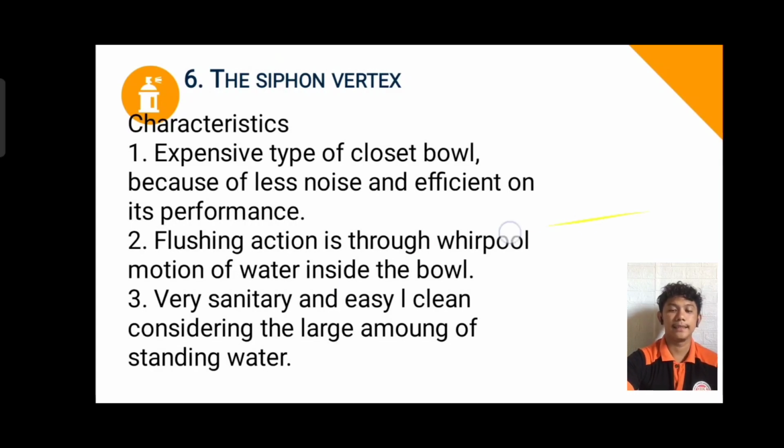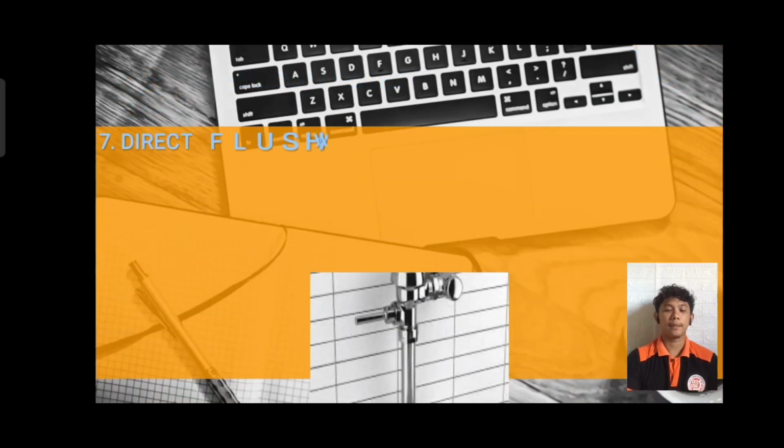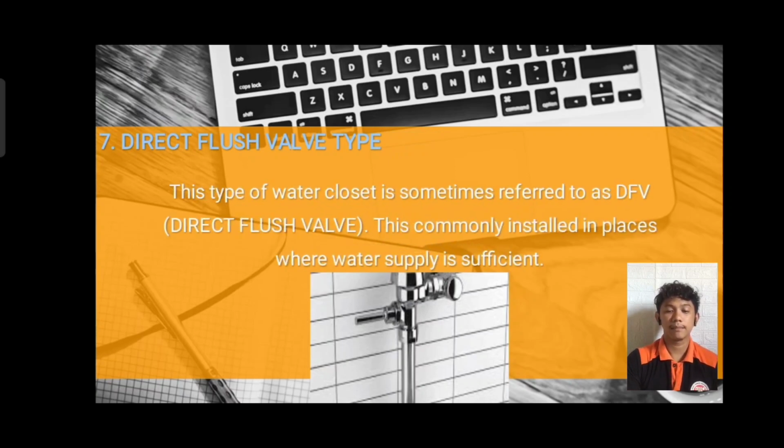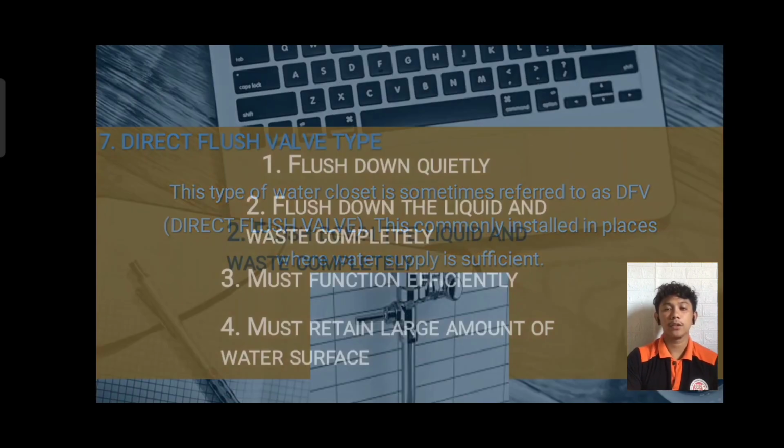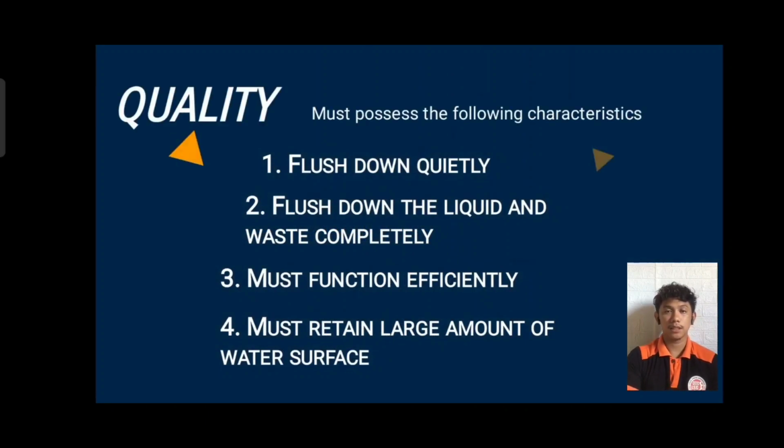And the last is the direct flush valve type. So this type of water closet is sometimes referred to as DFV or direct flush valve. This is commonly installed in places where water supply is sufficient. So direct flush valve commonly installed siya sa mga lugar na matataas ang pressure ng tubig na karaniwan natin nakikita sa mga hospital.